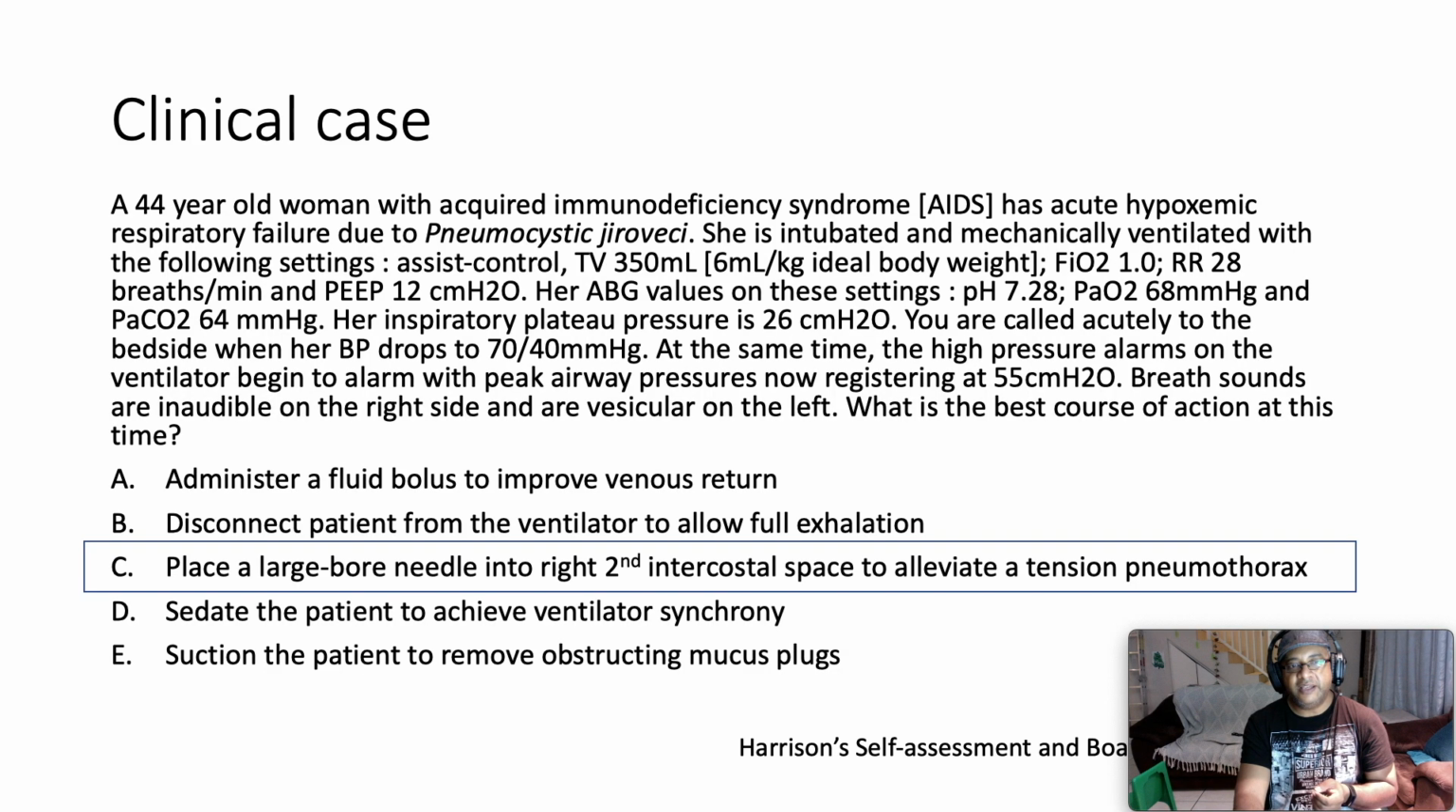Guys, back to our clinical case. The answer was C. So remember, we had a 44-year-old lady with advanced HIV stage 4 with PJP, intubated, mechanically ventilated, with assist control, tidal volume 350 ml, FiO2 1, respiratory rate 28, PEEP of 12. She had a significant respiratory acidosis, right? Inspiratory plateau pressure was 26 centimeters water, and then her blood pressure dropped to 70/40, and you were called to the bedside because her peak airway pressures were high at 55 centimeters water, and her breath sounds were inaudible on the right.